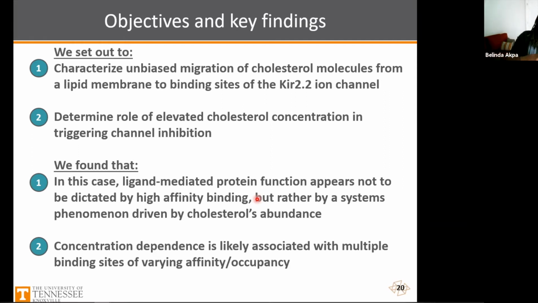So cholesterol goes into a binding site, cholesterol can pop out of the binding site, but if there's enough cholesterol in the membrane, another cholesterol molecule can come and pop in. And so from the protein's perspective, its binding site is always occupied simply because there's enough cholesterol in the membrane to drive that occupancy, even though the actual binding event is not terribly long-lived, and so probably not a very high affinity binding event. So the mediation of the protein function may not be dictated by a high affinity protein-ligand lock and key kind of interaction, but rather by a systems phenomenon that depends on how much cholesterol is present in the membrane.